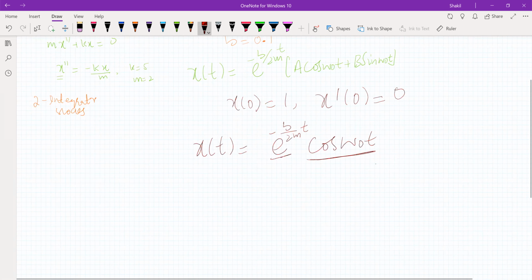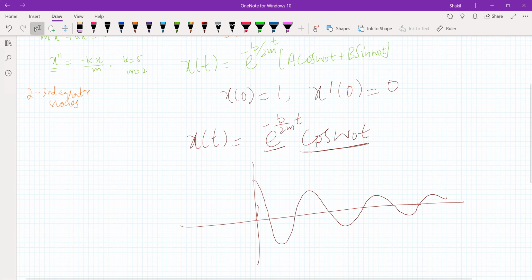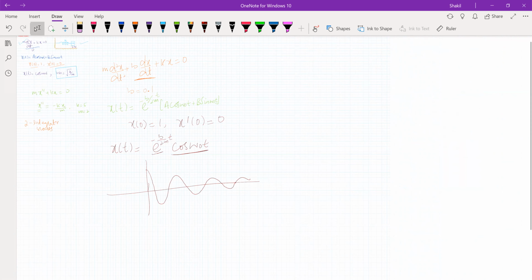So it will look like this. So this is a cosine wave, and as time increases, the amplitude of this cosine wave decreases. All right. And to solve this in Simulink, what we can do, we can rearrange the terms here.